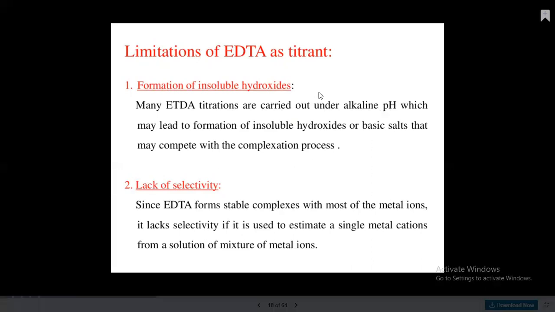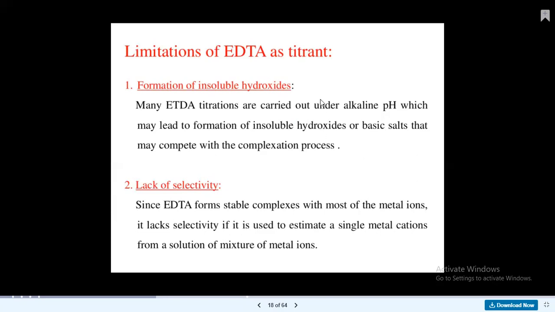So let us discuss this a little here: many EDTA titrations are carried out under alkaline pH, nearly at pH 10 to 11. At this pH, the metal has the possibility of forming its insoluble hydroxide. So the metal is not available to complex with the titrant, that is EDTA. But how to overcome this?